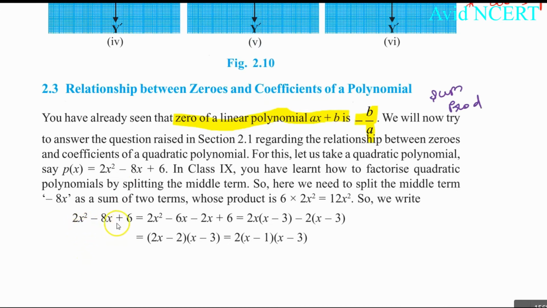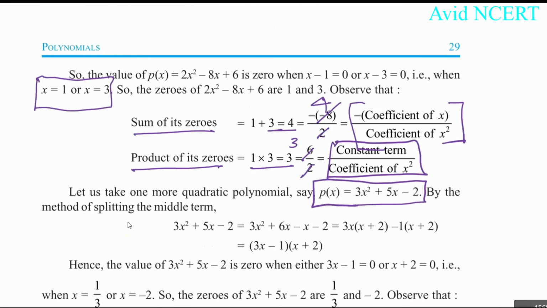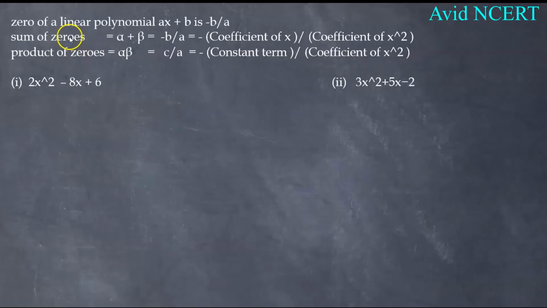2x square minus 8x plus 6. Now let's solve the problem. P of x equals 3x square plus 5x minus 2. So we know that sum of zeros, alpha plus beta, equals minus coefficient of x divided by coefficient of x square. Product of zeros, alpha beta, equals constant term divided by the coefficient of x square. Constant term is this one, minus 2, and the coefficient of x square is 3.